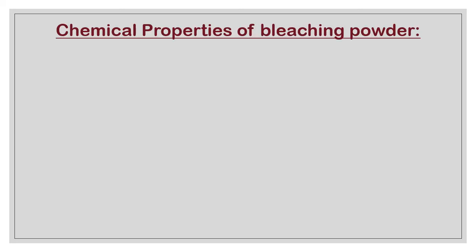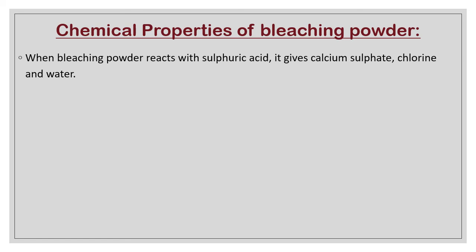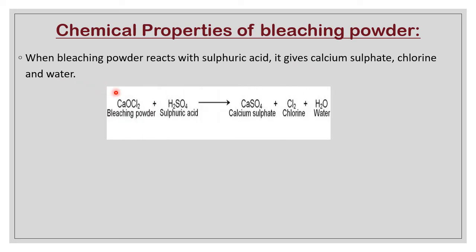Now, chemical properties of bleaching powder. When bleaching powder reacts with sulfuric acid, it gives calcium sulfate, chlorine and water. Chemically, it is written like this: calcium oxychloride plus sulfuric acid.